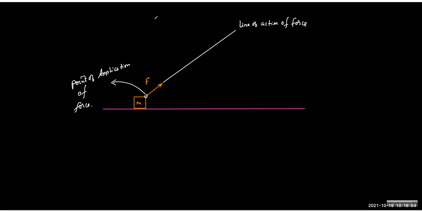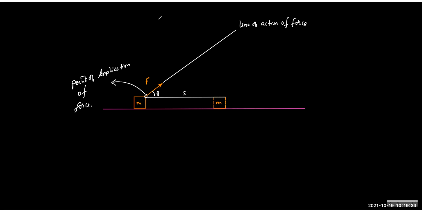And imagine that this block goes from here to here. There is a visible displacement, as you can see. Now the block has been moved from there to here. And this is the displacement. So the point of application has, let's say, moved by S.